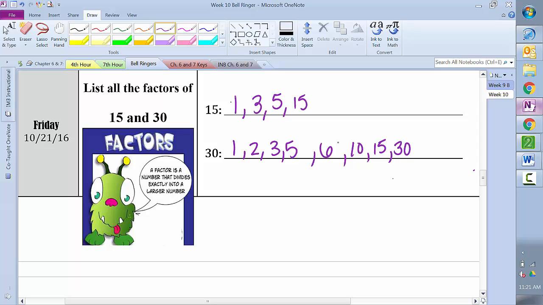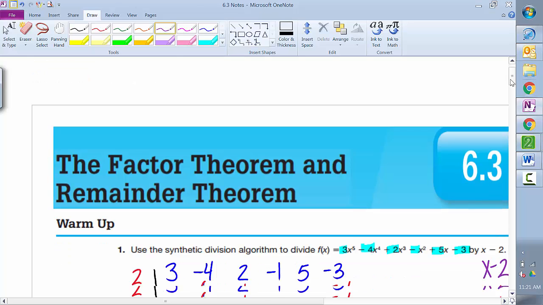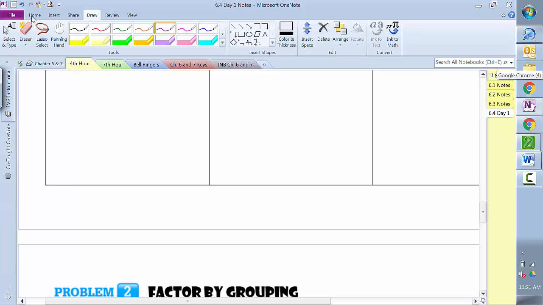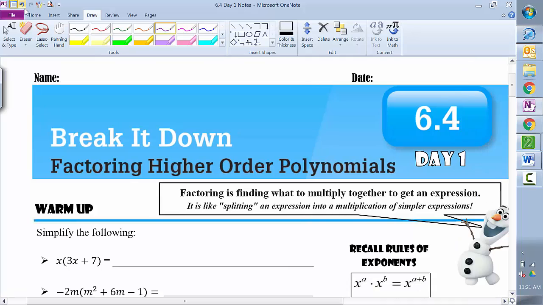So we are going to do notes today. And again, the notes is review. So you've done this in the past, so hopefully it's not too difficult. So let's go ahead and get started. Oh, this is not what I want. I want this. Okay. I have Olaf over here.